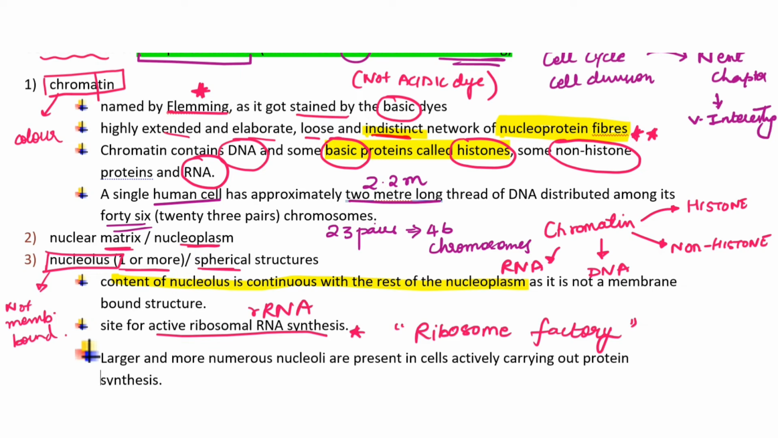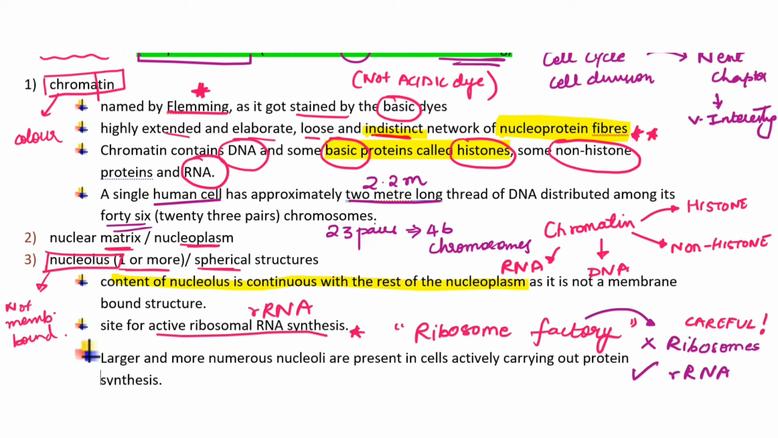So by this term ribosome factory, we do not mean that nucleolus is a site of ribosome synthesis. No, nucleolus is a site of synthesis of rRNA, ribosomal RNA. That is why it is known as ribosome factory. So be careful. It does not mean ribosome synthesis happens. It means ribosomal RNA synthesis happens.